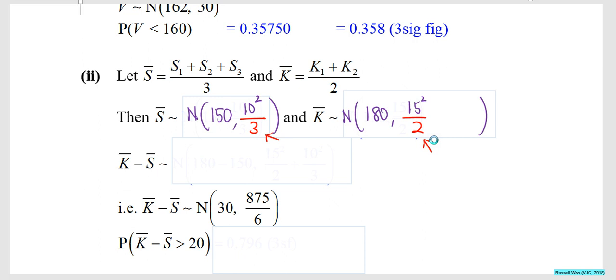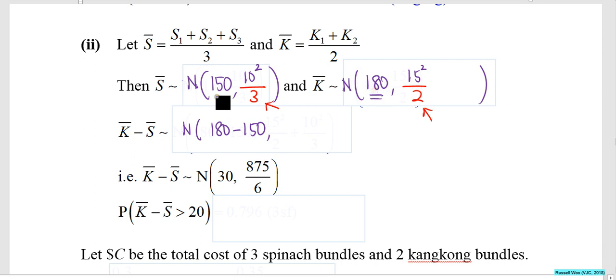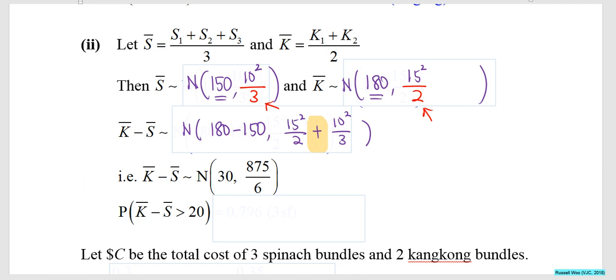Okay? Alright? So, the mean of normal minus normal is 180 minus 150. This is this minus this. What about the variance? Do you minus? No, you plus. You will get 15 squared over 2 plus 10 squared over 3. Can we take note here? Not minus. Alright?